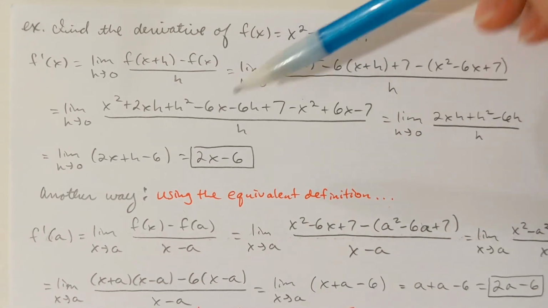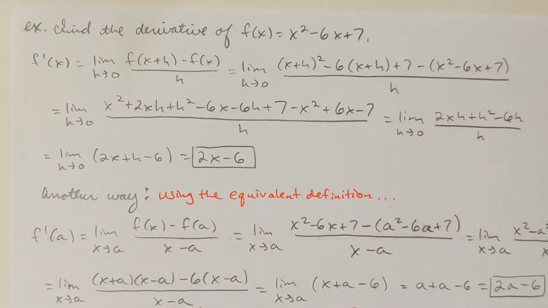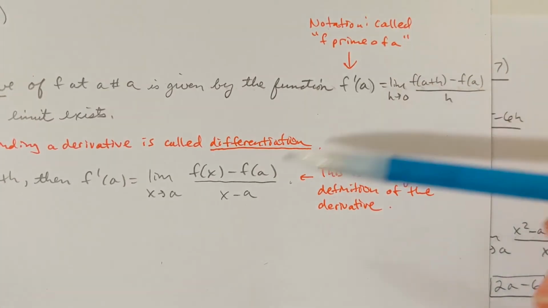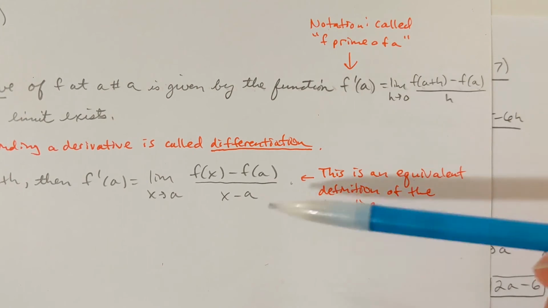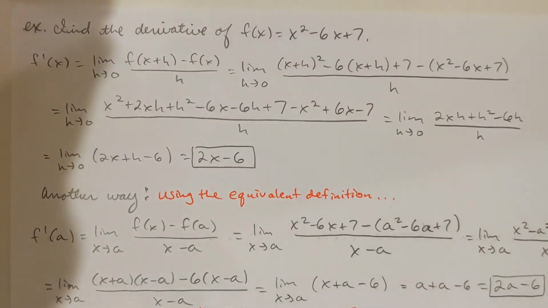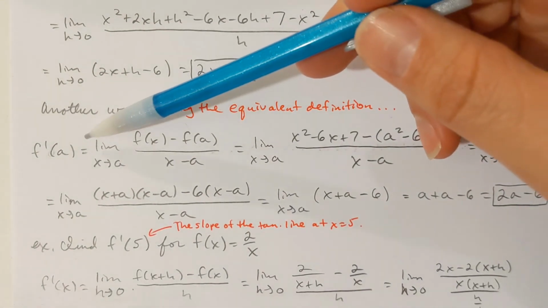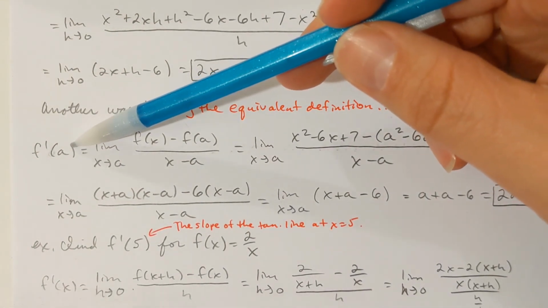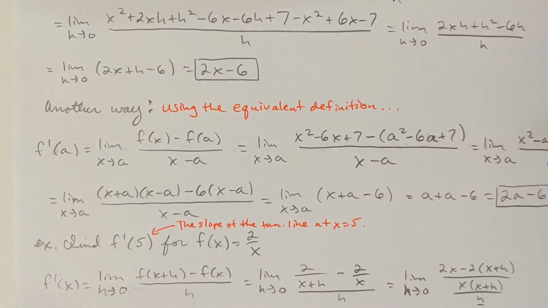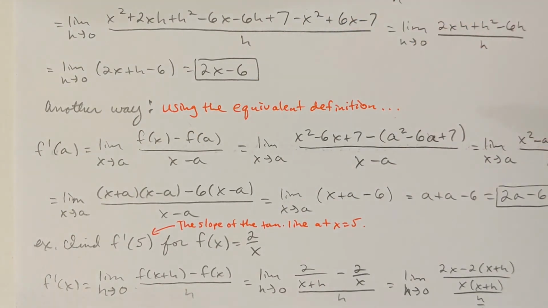Now, another way that you could get this answer is you could use the equivalent definition. Okay, that's the one that I was talking about right here. These two formulas are equivalent to each other. All right, and let's take a look at using this equivalent definition. So I want to find the first derivative of f at a, and that is the limit as x approaches a of f of x minus f of a all over x minus a.